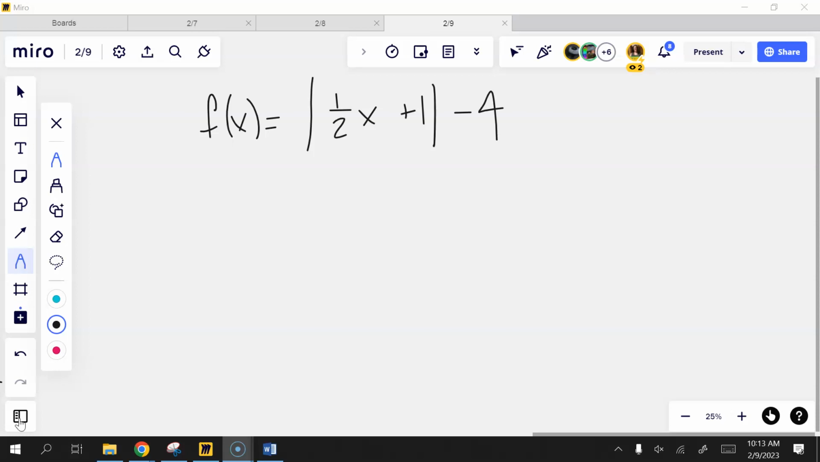So what are you finding? The vertex, right? So I'm going to set what's inside the absolute value equal to 0. Everybody okay with that? Thank you. What does x equal? -2. I'm going to plug that back in so that I can find the y that goes with that, right? So y equals 1/2 times -2 plus 1.